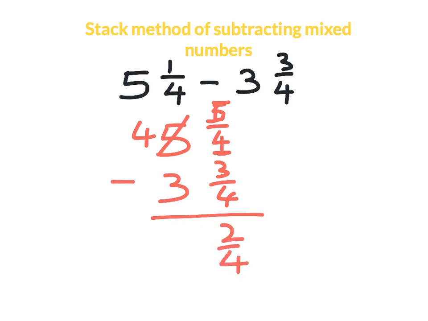Now we have 4 as the top number there. 4 minus 3 is going to give us 1 2/4. But we don't want to leave our answer in this form because 2/4 can still be simplified further. So 2 here divided by 2 is 1, 4 divided by 2 is 2. So the answer will be 1 1/2, or 1.5. So that's how we use the stack method to subtract mixed fractions that have like terms.